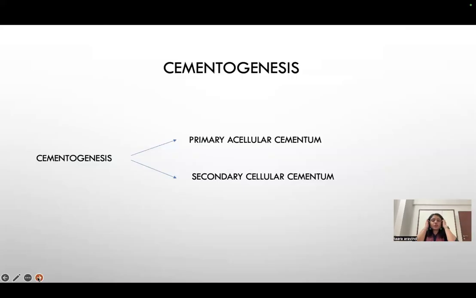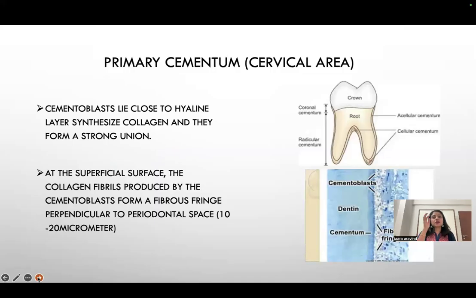Okay, so the whole cementogenesis can be divided into two phases. First is the formation of the primary acellular cementum, and the second phase is the formation of the secondary cellular cementum. So like any other tissues like enamel and dentin, here also in cementum, first the organic matrix is laid down, and this organic matrix is later mineralized to form the end product, that is the mineralized cementum.